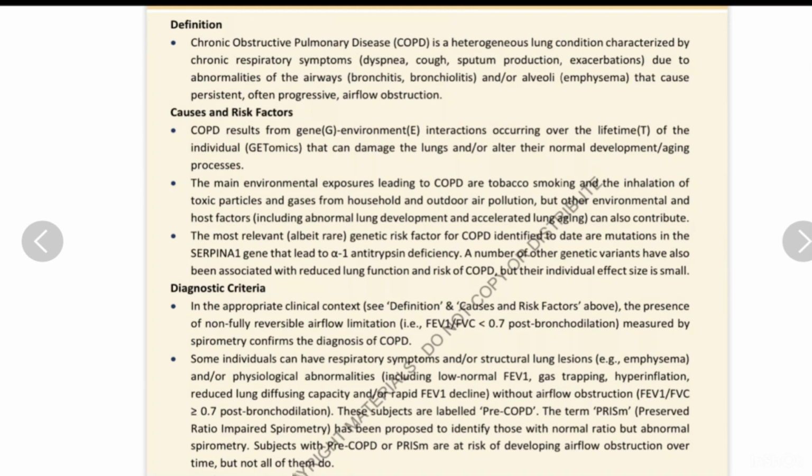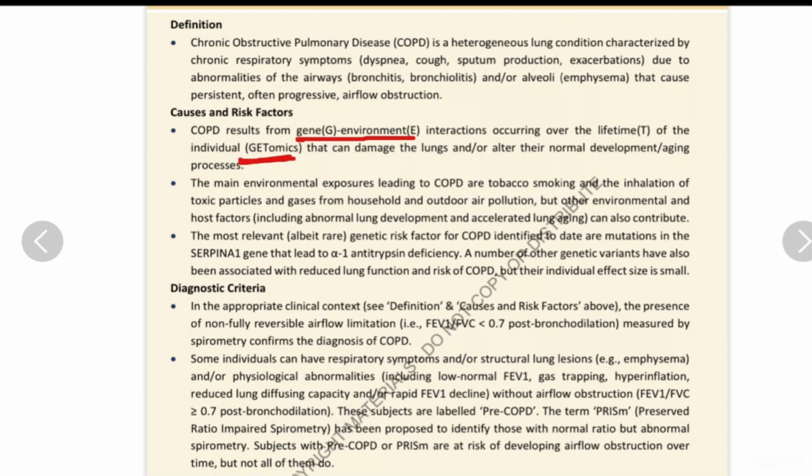So what are the causes and risk factors for COPD? COPD results from gene-environment interactions occurring over the lifetime, which is also known as GETomics. GETomics means G for gene, E for environment, T for time. This is a very important thing. They are telling that these interactions can damage the lungs and or alter their normal development and aging process.